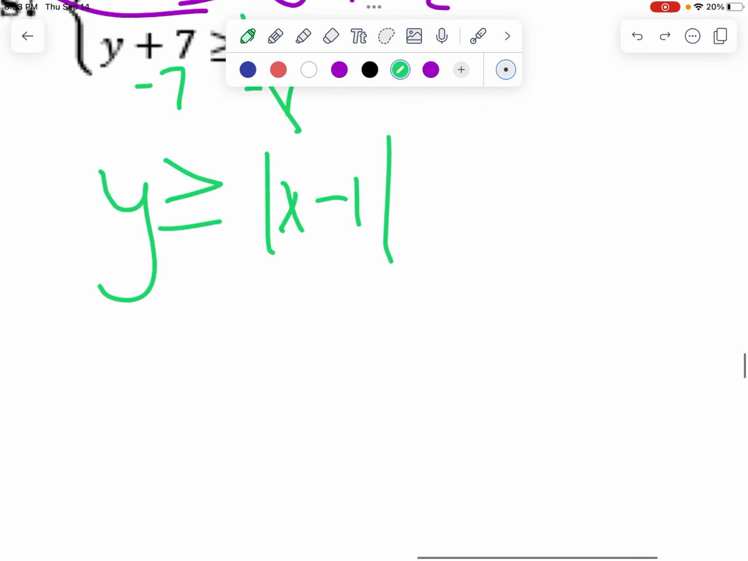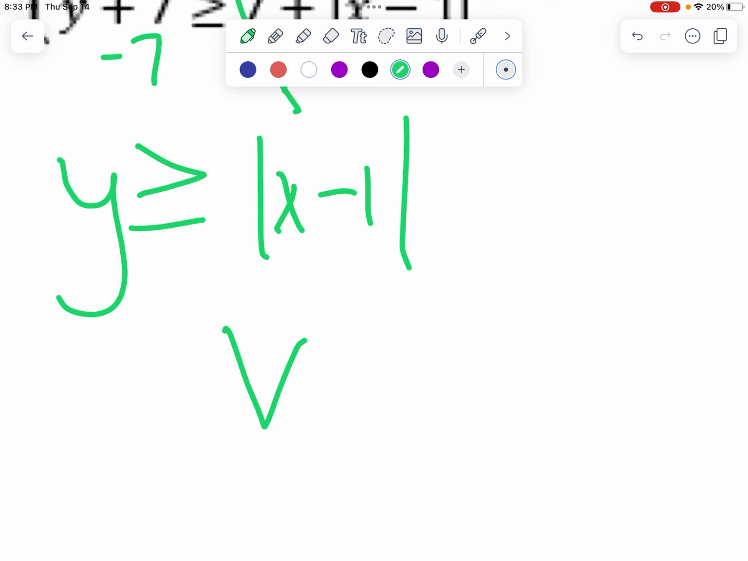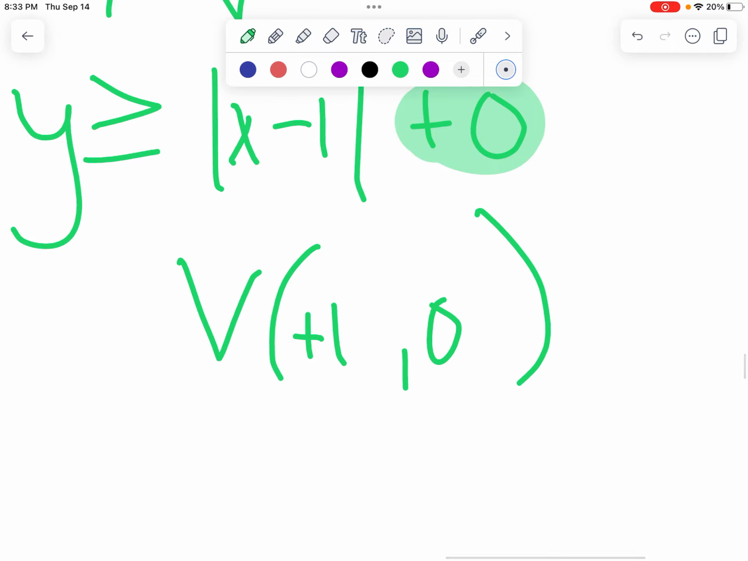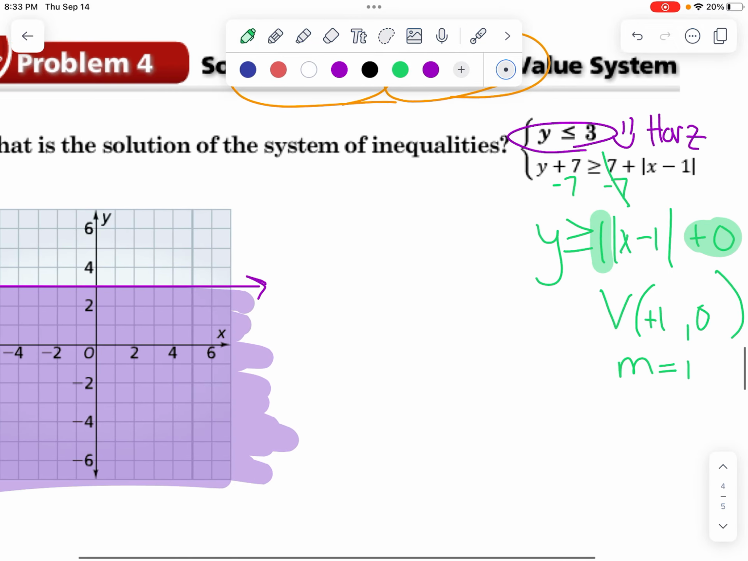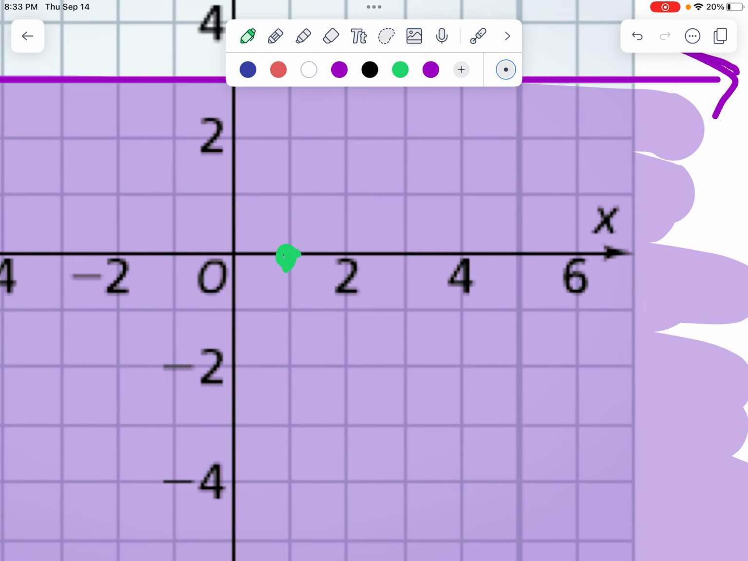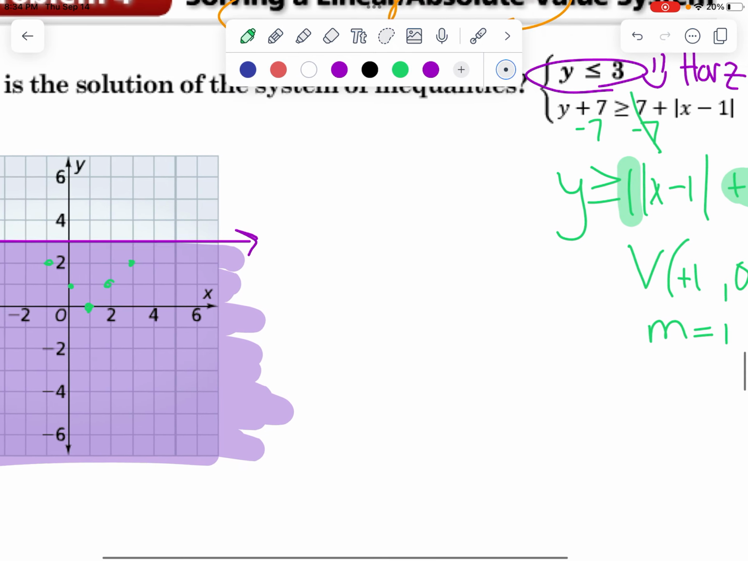All right, now this is a V shape. How do we graph V shapes? Your vertex is positive 1, comma 0, because there's a 0 back here. Okay, I'll highlight that so you remember that was implied. And your slope is the 1 in the front. Again, I'll highlight that because that was implied. Let's go graph this V shape. So positive 1, 0 is right here. And it had a slope of 1 over 1. And you got to make it a V shape.